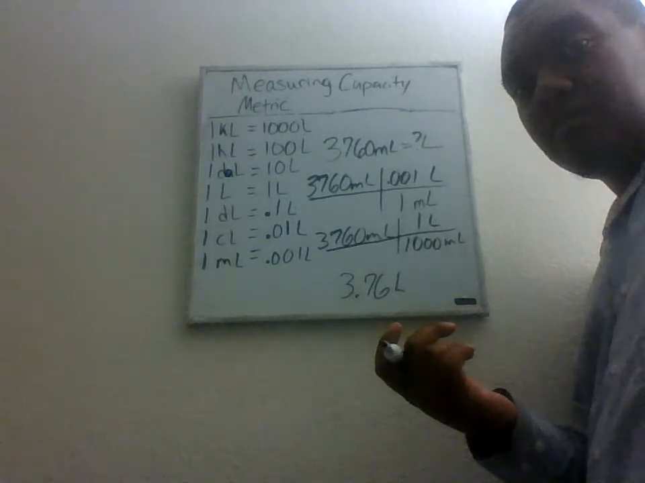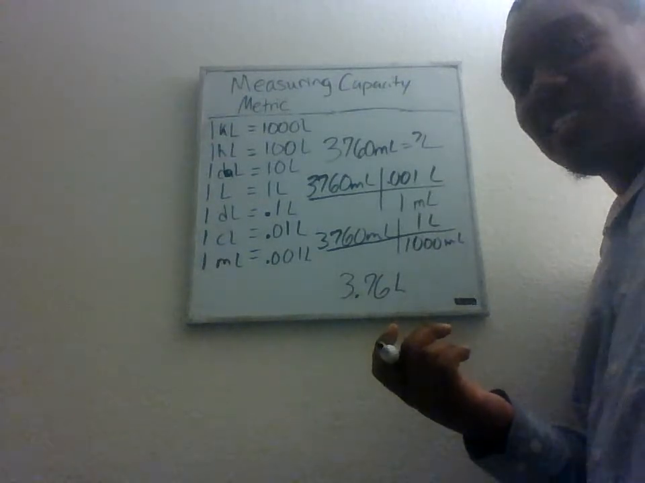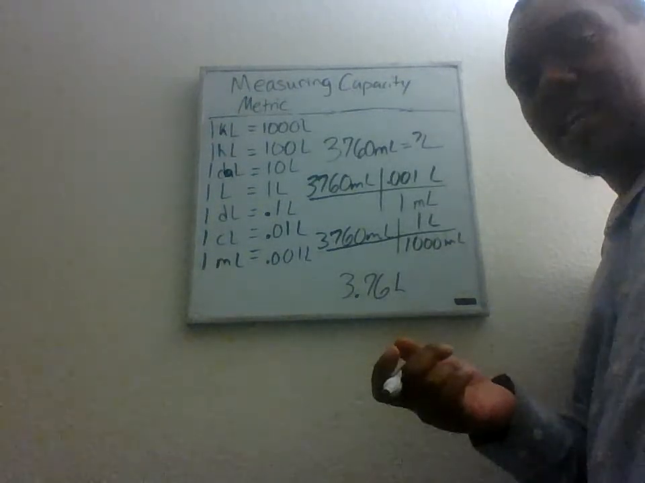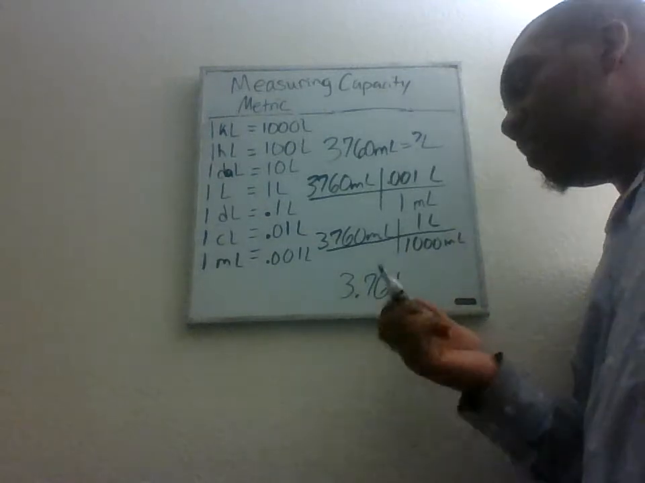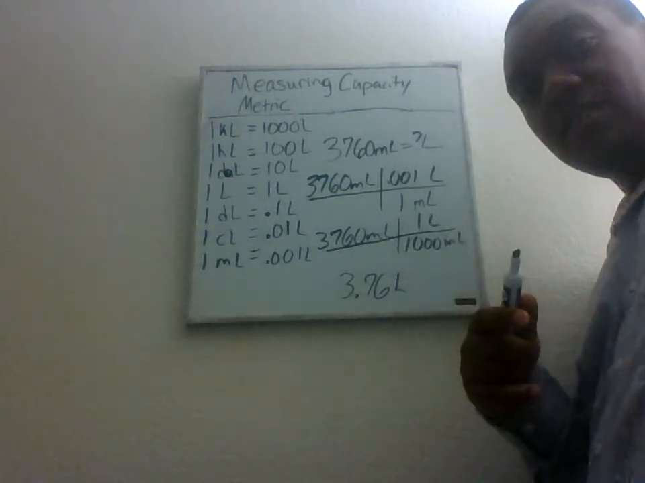So, measuring capacity in the metric system, we use liters as our base. Our prefixes stay the same. It's the same conversions. Everything's based off of powers of 10 still.